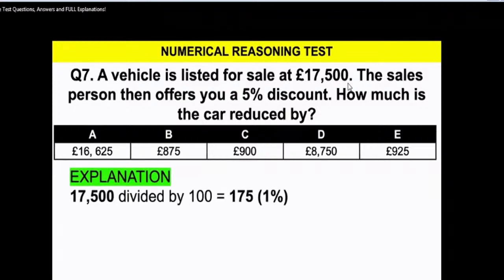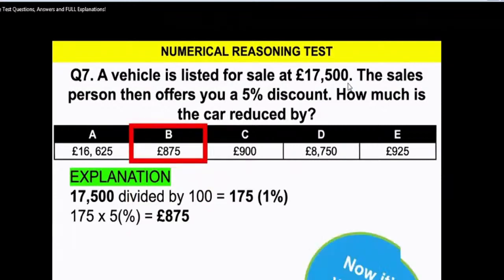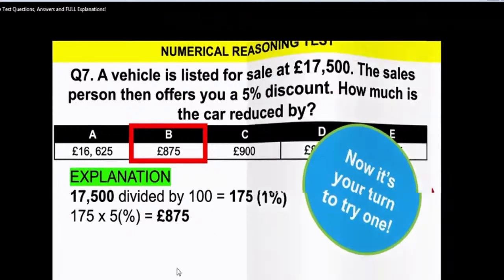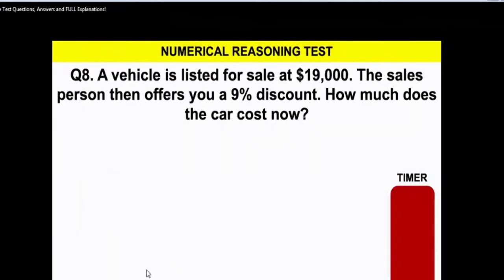So to calculate this, 17,500 is the list price. Divided by 100 to get 1% is 175. We then multiply 175 by 5 to get the 5% discount. So therefore the answer is 875. Don't forget to read the question. Very important. So now it's your turn to try one and make sure you read the question.